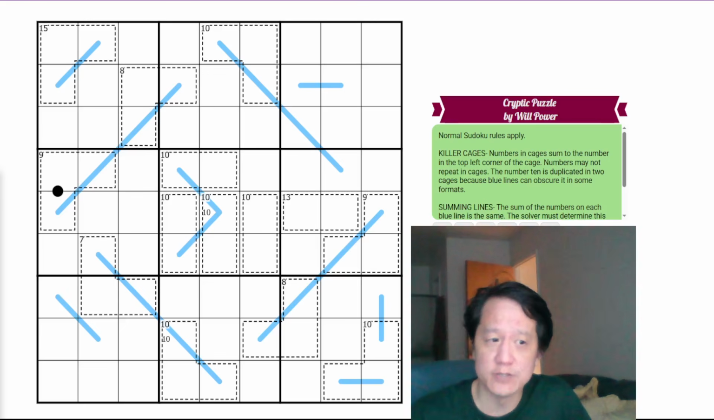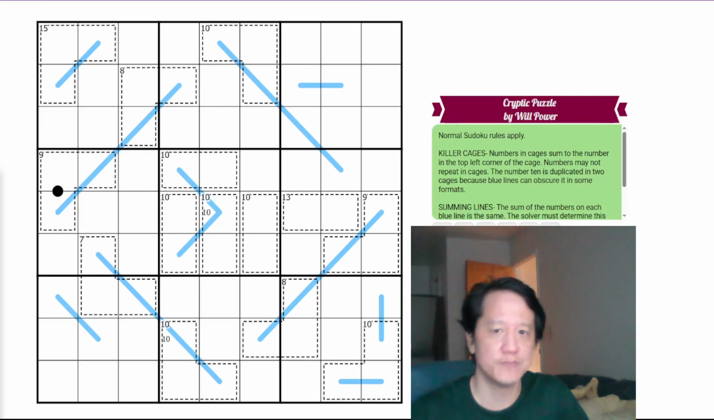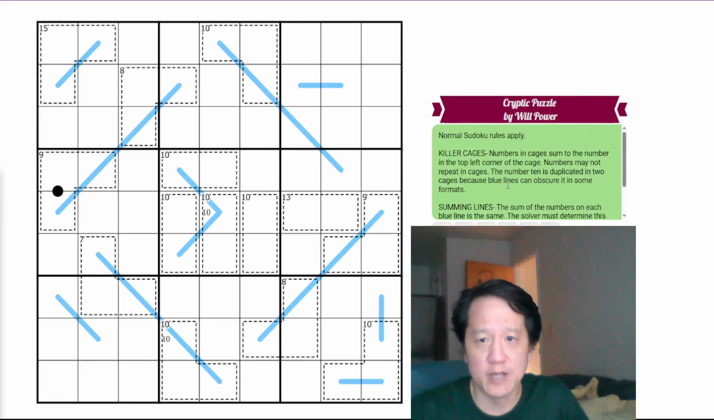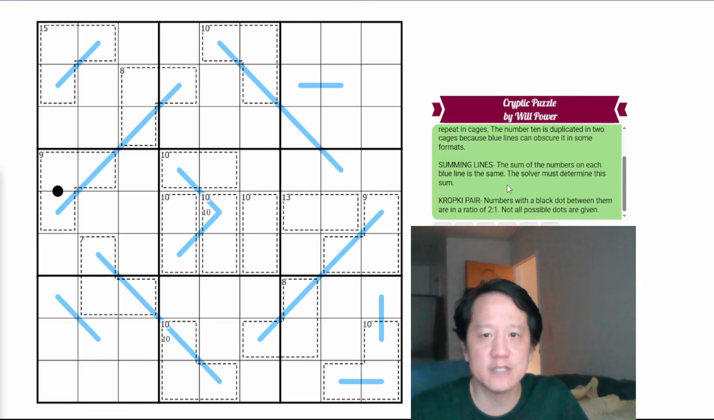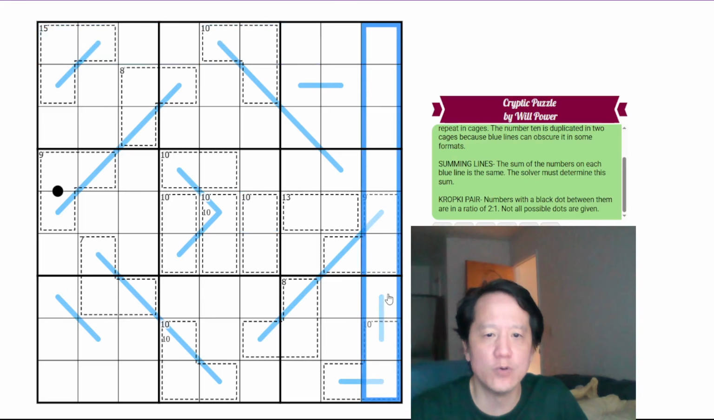Today's very easy puzzle is called Cryptic Puzzle by Will Power. And here are the rules. Normal Sudoku rules apply, which means in every cell in the grid, place a single digit from 1 through 9 such that there are no repeats in any row, column, or designated 9-cell region.